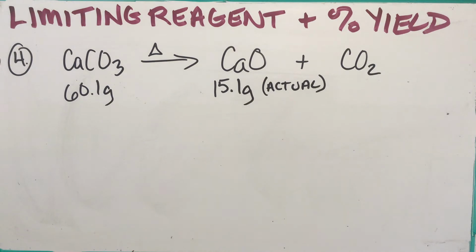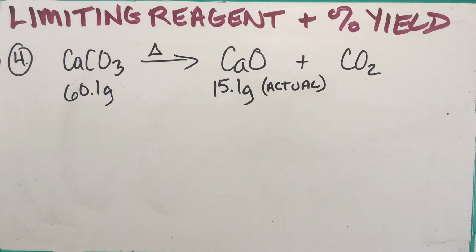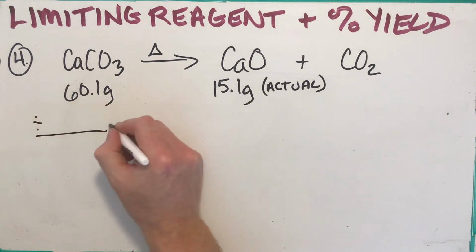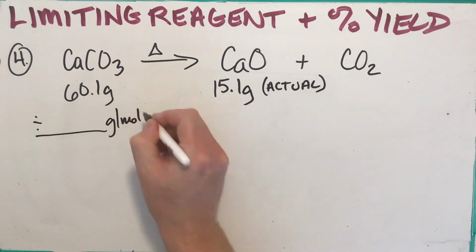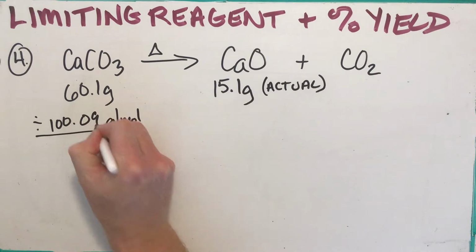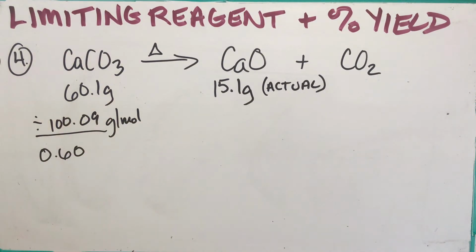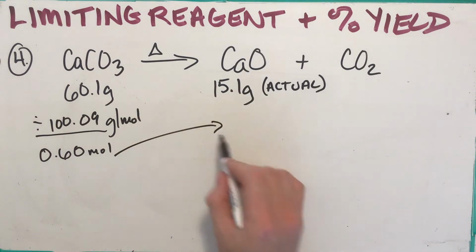And I do that through calculation. Again, I can't relate any of these things until they're in moles. Now this equation is kind of easy because it's already balanced for me. So all my mole ratios are just going to be 1/1. So let's turn this into moles by dividing by the molar mass. The molar mass for calcium carbonate is 100.09, and that will give me 0.60 moles.